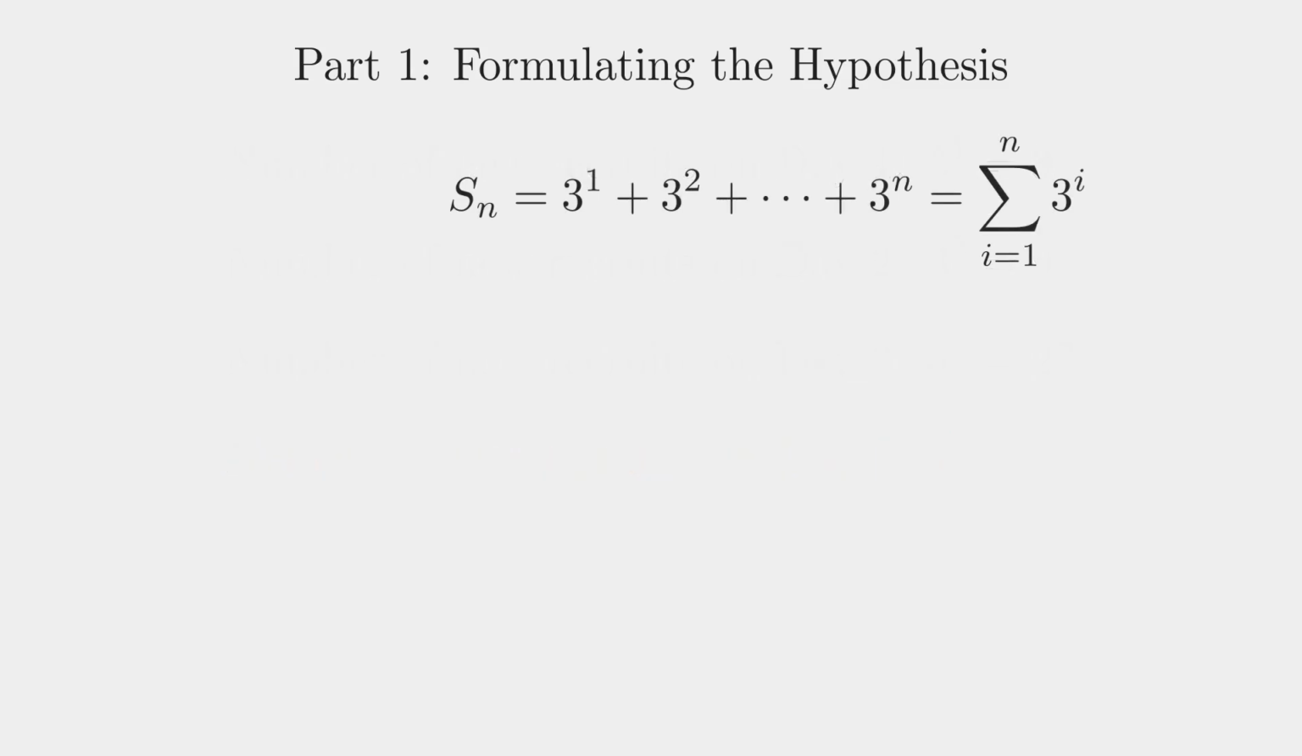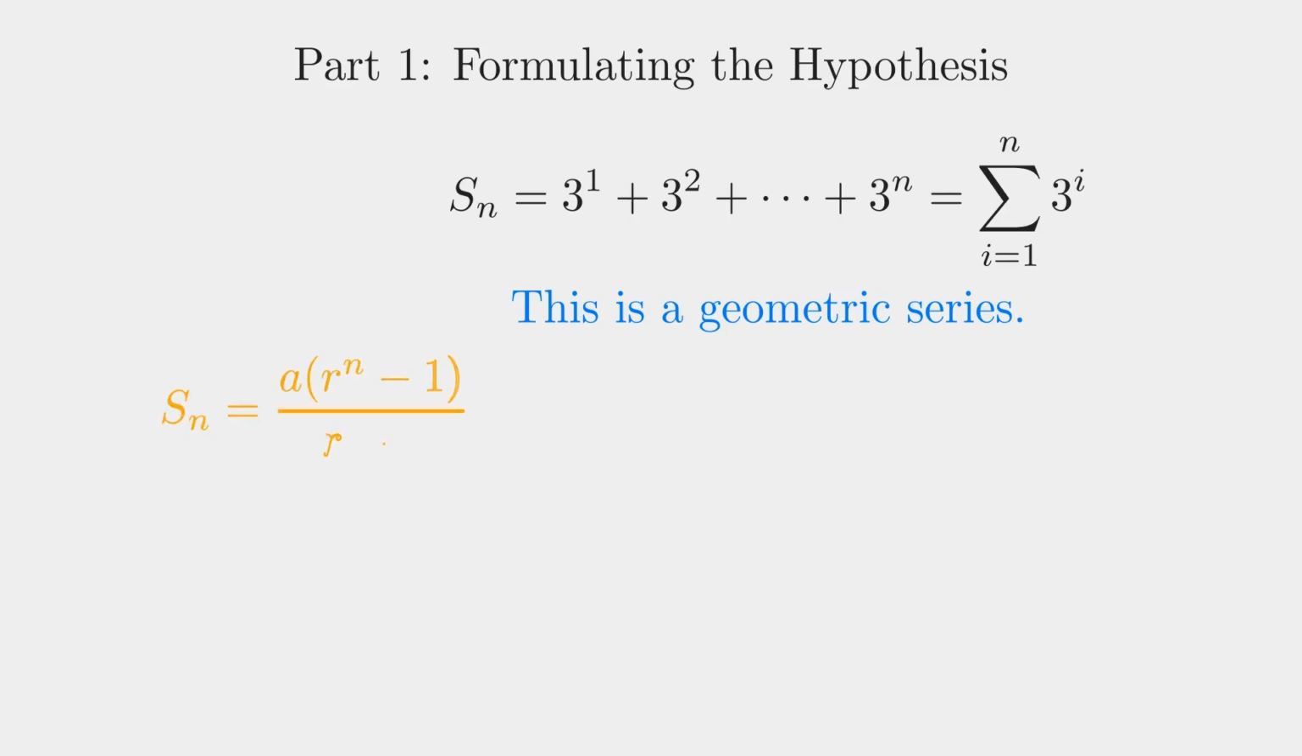The total number of new recruits after n days is the sum of these values. S of n is equal to 3 to the power of 1 plus 3 to the power of 2 plus etc. plus 3 to the power of n. This is a geometric series. Recalling our formula for the sum of a geometric series, S n is equal to a into r to the power of n minus 1 over r minus 1, where a is the first term and r is the common ratio.